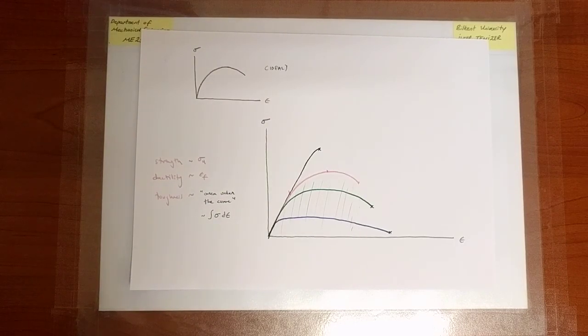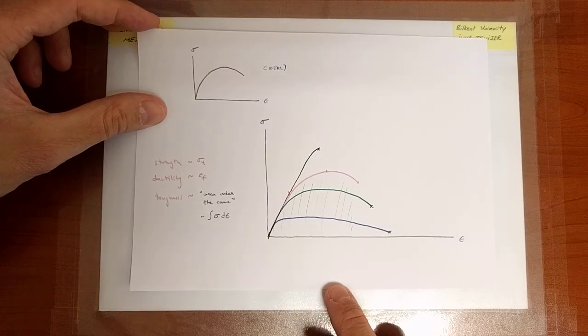What kind of a material would you like to use? Say it's a polymer. What kind of a polymer would you like to use to make sure that it is a good bulletproof window? Would you like it to be strong, or ductile, or tough? Well, that's a good question to think about.